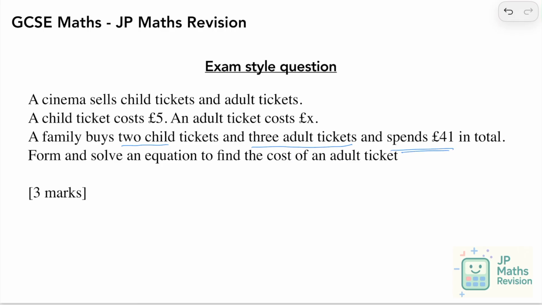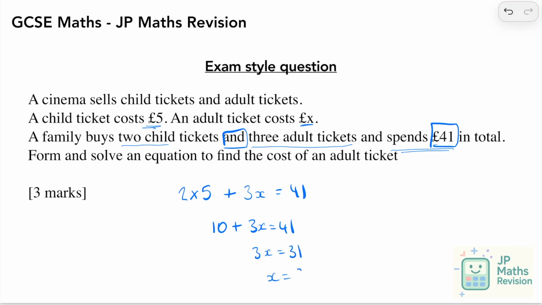So 2 children, that's 2 lots of 5. So 2 times 5, and the word and means plus, 3 adult tickets, so 3 lots of X, that is 3X, and that costs £41. So 2 times 5 is 10, so 10 plus 3X equals 41. Now we need to try and solve this. I'm going to minus 10 from both sides. So I end up with 3x equals 31. So x equals 31 divided by 3. That is £10.33. So that is the answer to this question.